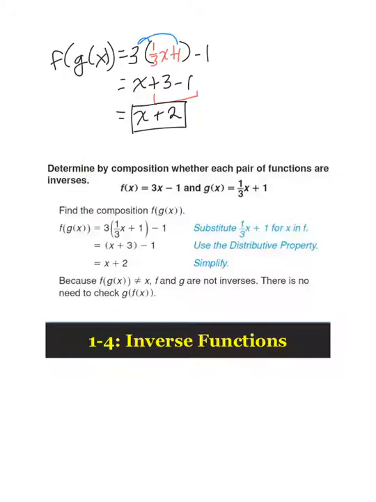So that's our composition. Note that that composition does not equal just a plain x. So as a result, since it doesn't equal a plain x, I don't even have to do g of f of x. Why? Because both of them would have to come out to be x. So because it did not equal x, f and g are not inverses. There's no need to check g of f of x if the first one you tried doesn't work out. No point in trying.